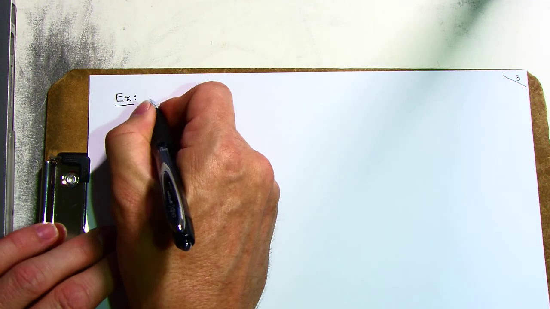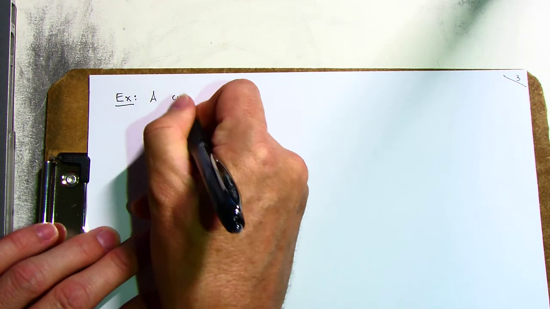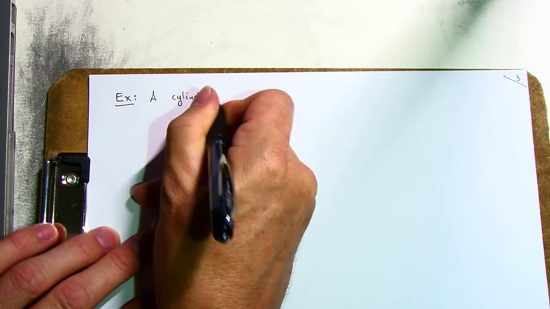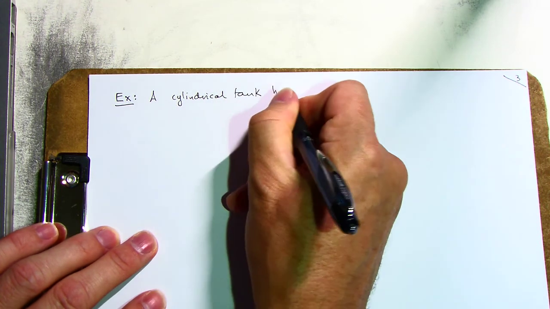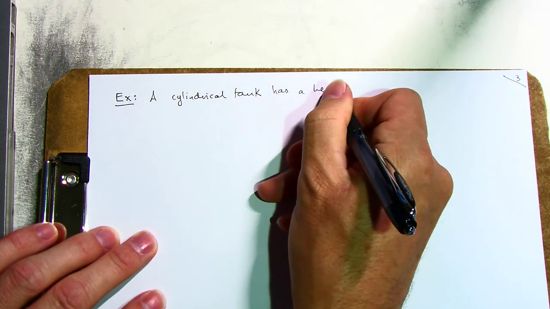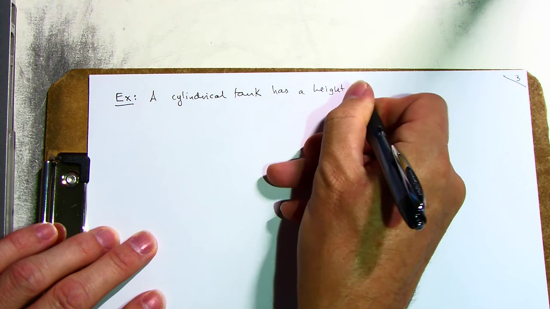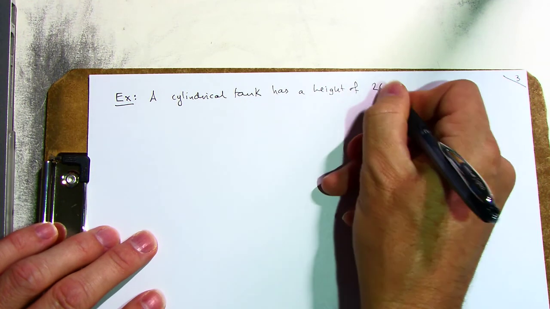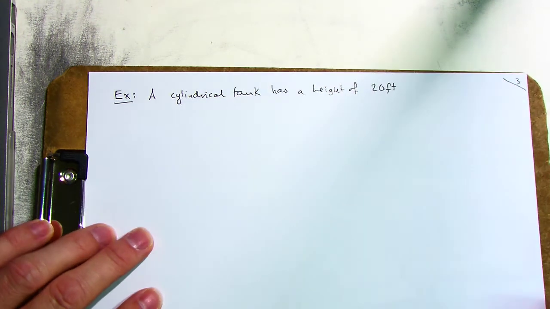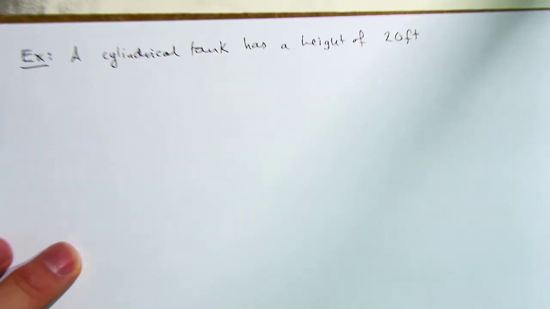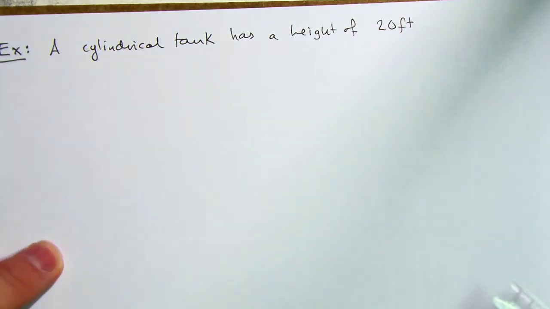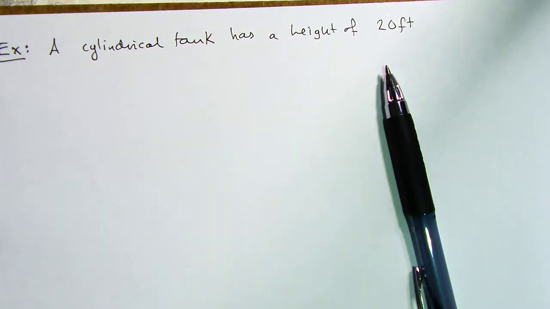All right, so a cylindrical tank has a height of 20 feet. Is he frozen? Yes. Am I frozen again? Oh, crap.